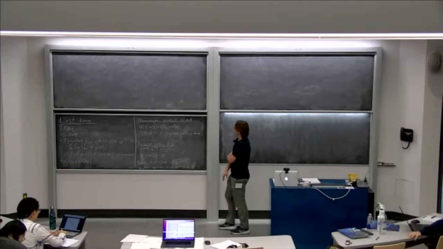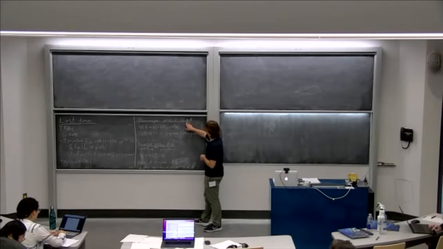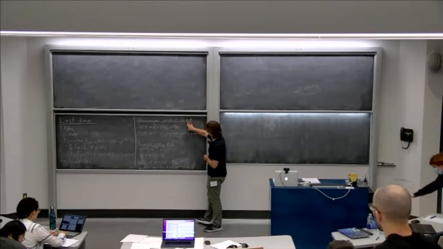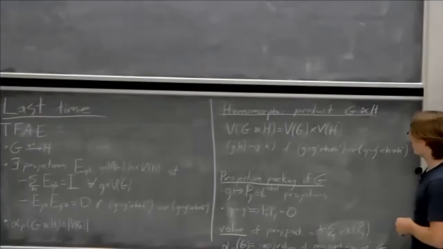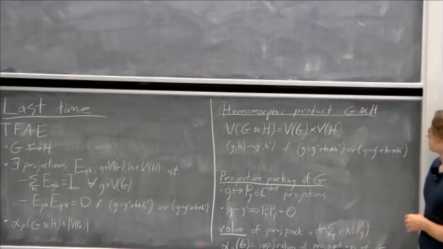Okay, I just wanted to quickly go over some of the things that we did last time. One of the things we did is we defined this homomorphic product of two graphs. The vertex set is just the product of the two vertex sets, and then this adjacency condition encodes somehow some conditions from this homomorphism game.